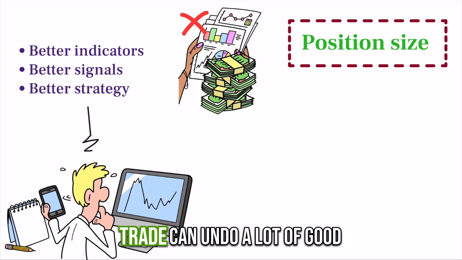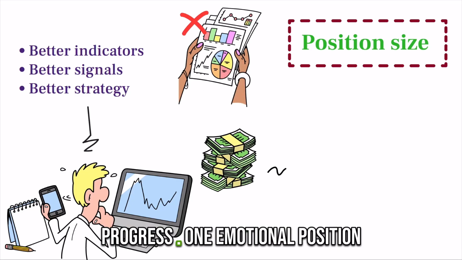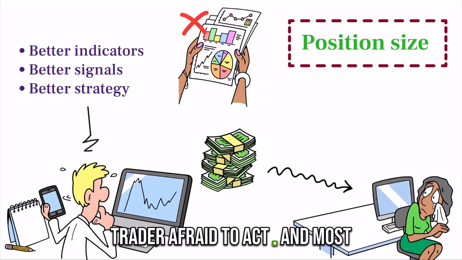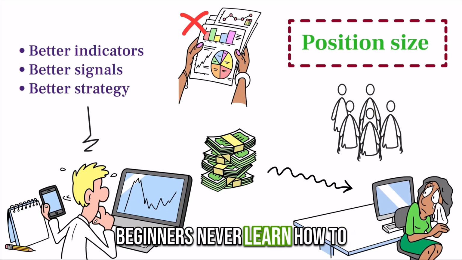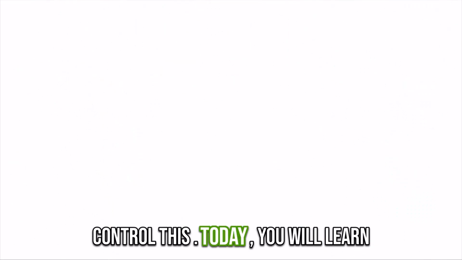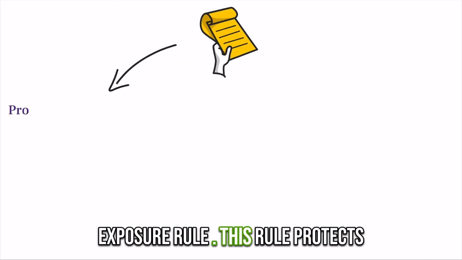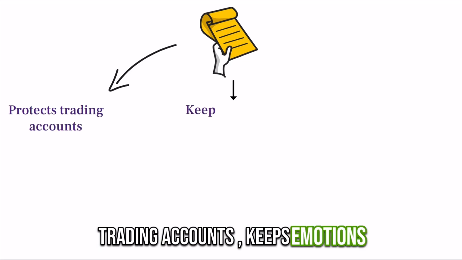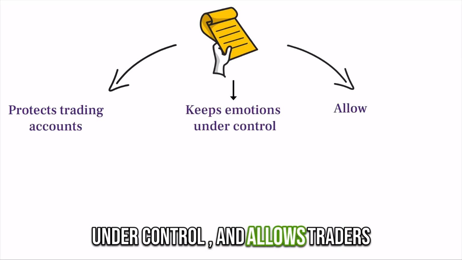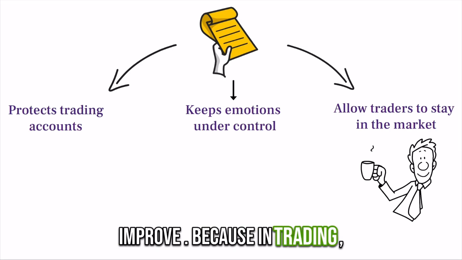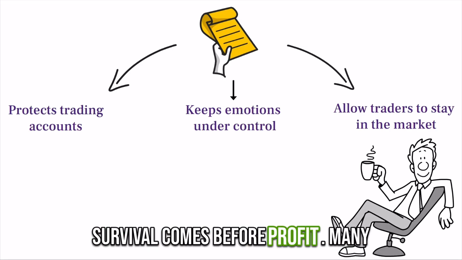One oversized trade can undo a lot of good progress. One emotional position can damage confidence and make a trader afraid to act. And most beginners never learn how to control this. Today, you will learn the Chart Whisperer Capital Exposure Rule. This rule protects trading accounts, keeps emotions under control, and allows traders to stay in the market long enough to improve. Because in trading, survival comes before profit.